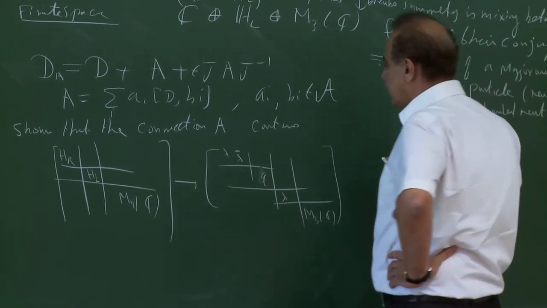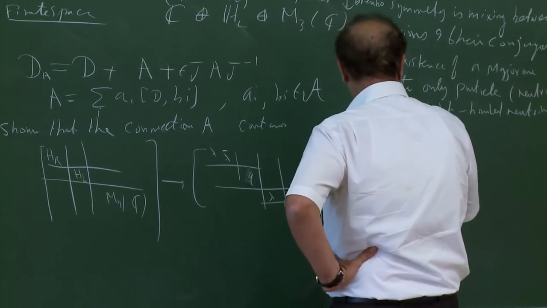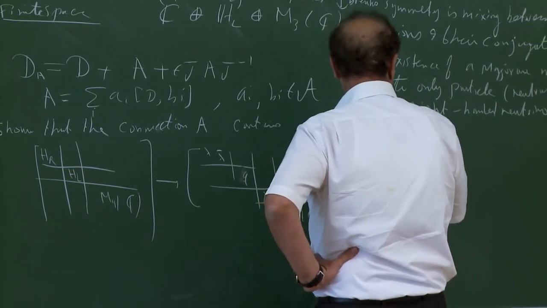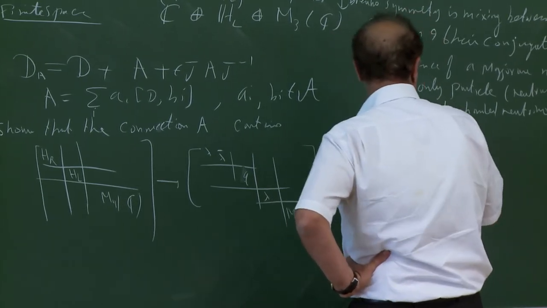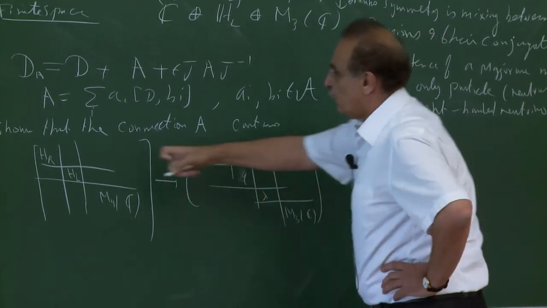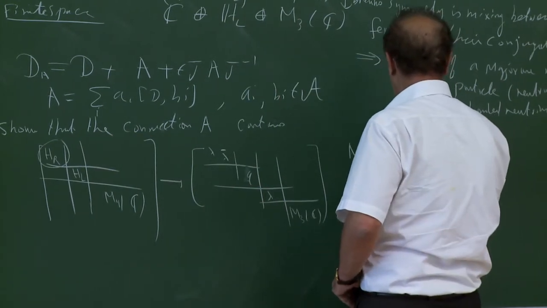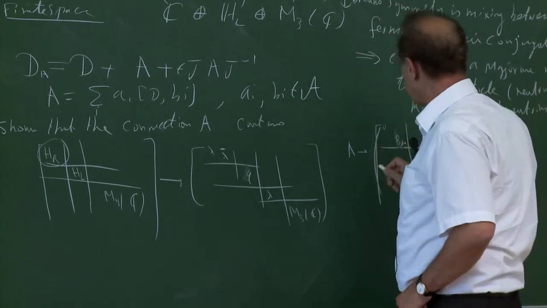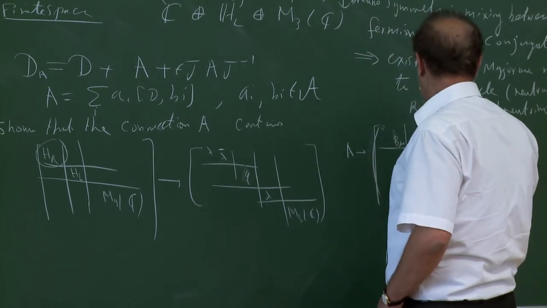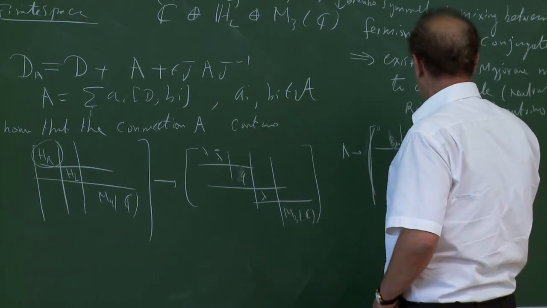And then what we have seen is that the connection A, in this case, according to the same terminology, would really have this form. For this part, it will have a 0, and then it will have b mu, and here it will have some b mu with some power and some SU2, let me call it W.